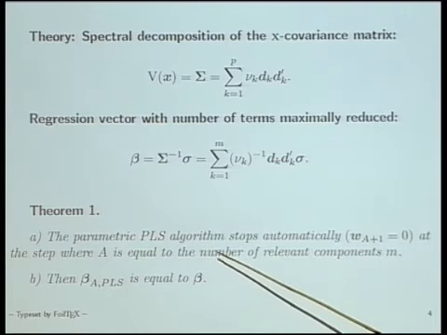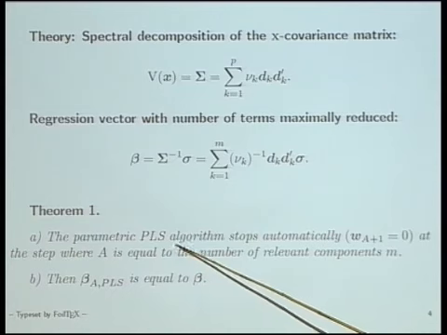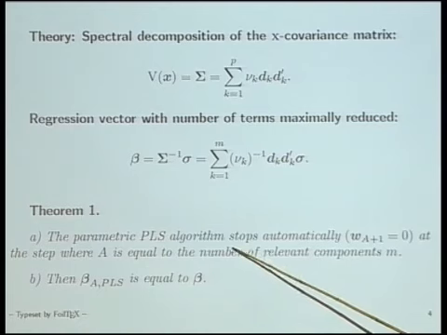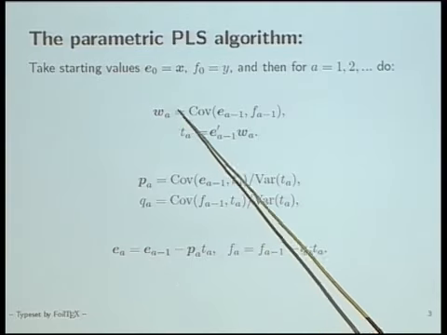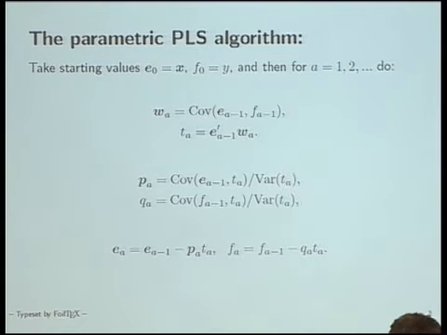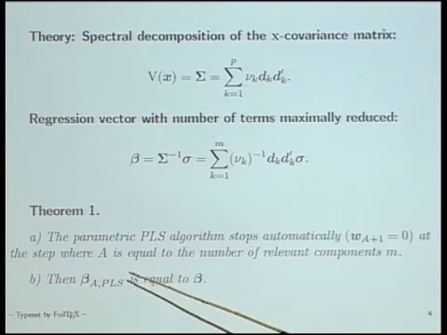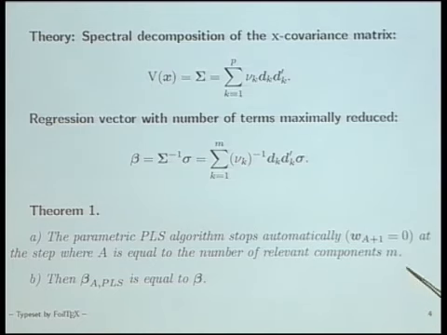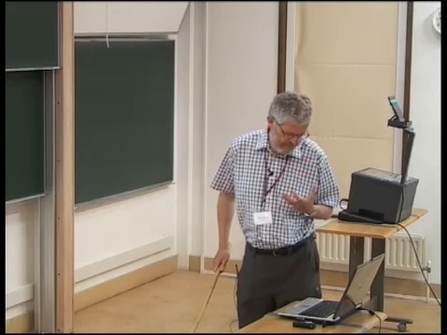These are old results from 20 years ago, but they are quite satisfying results in many ways, for they say that there is a way that this parametric PLS algorithm stops automatically, when W_{A+1} is 0. It means that the covariance between the residuals in the x and the y directions is 0. So there's no connection between x and y. So that is a natural way to stop the algorithm. And at that step, it turns out that the number A is equal to the number of relevant components M. That is the minimal number of terms here. And the beta PLS is equal to the beta that you get from this formula.